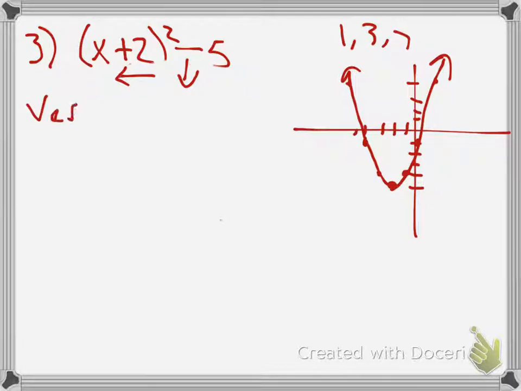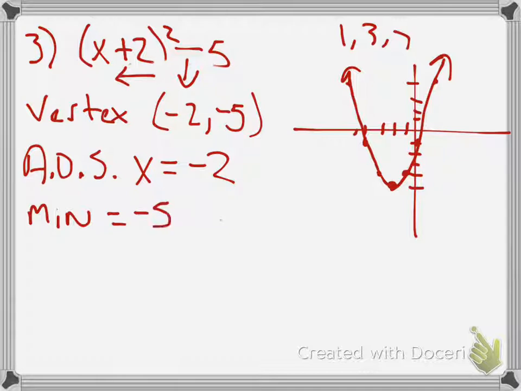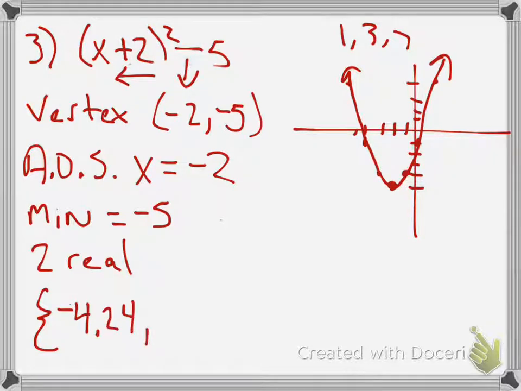And connect my dots. My vertex is at negative 2, negative 5. Again, the axis of symmetry, which is the x value of that, is negative 2. I have a min at negative 5. I have 2 real roots, and those real roots are, let's find out. So I've got negative 4.24 and also 0.236 or 236 thousandths. And there you go.